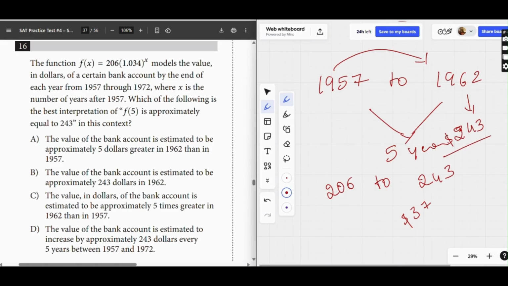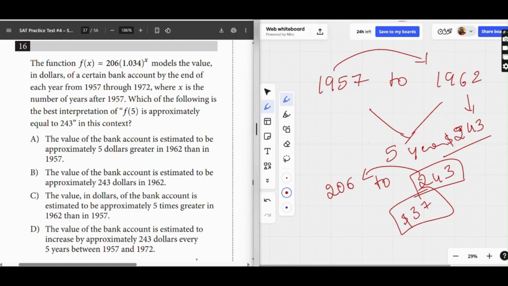Option C: the value in dollars of the bank account is estimated to be 5 times greater than... No, it's not. 243 is not 5 times greater than 206. D: the value of the bank account is estimated to increase by every 5 years between... We can't take D because the value of the bank account is not going to increase by $243 every year. It increased by just $37, so D is not the correct one.